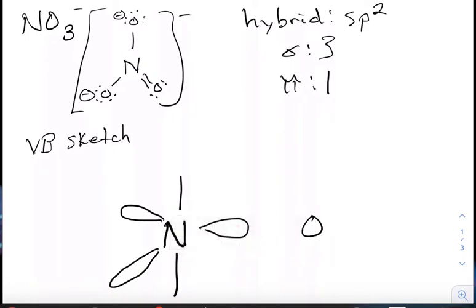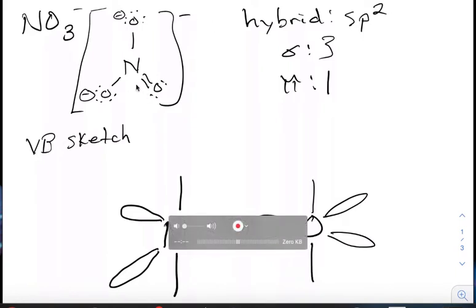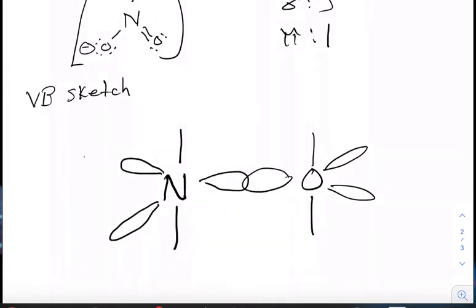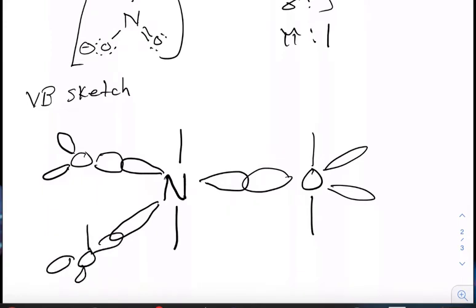So here is our oxygen. We're going to give it sp2 hybridization for this first one. That'd be the one that has a double bond here. But for the others, we're also going to give them sp2 hybridization. And we're going to see what that ends up doing to our overall sketch in just a second. Right, and each of these is also going to have an unhybridized p orbital.